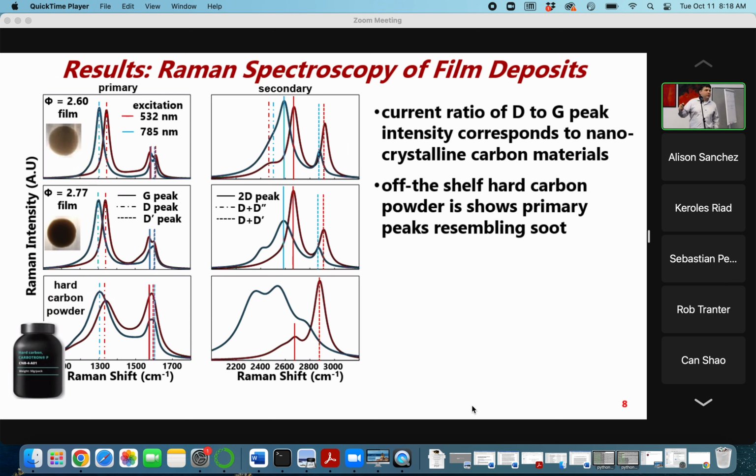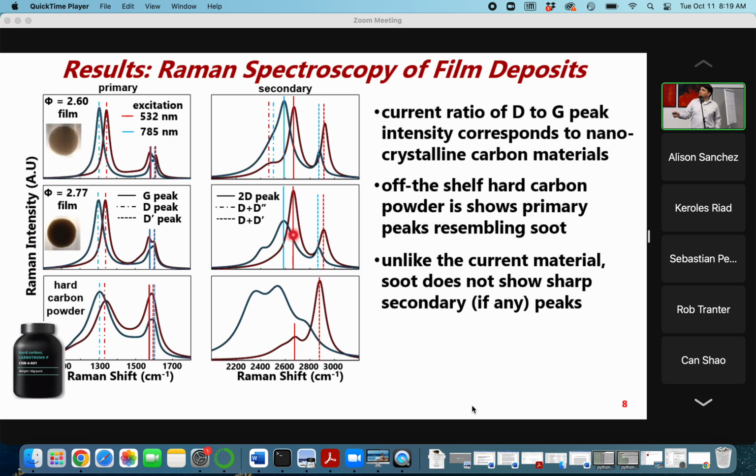And some of you may be familiar with the Raman spectra of soot. This looks closer to the Raman spectra of soot. Ours looks like, you may be familiar with graphite and graphene materials. This looks closer to either disordered graphite or defective graphene. That's the features that we're seeing in our films. And in the secondary peaks, similar to these other graphenic carbon materials. So the hard carbon looks closer to the soot, and soot itself doesn't really have any prominent defined secondary peaks.